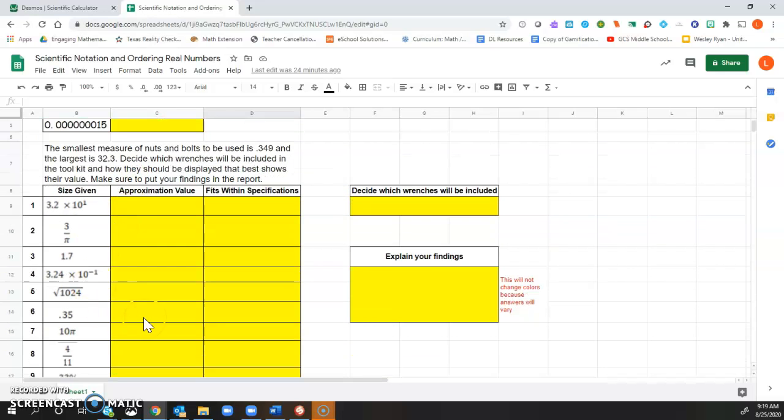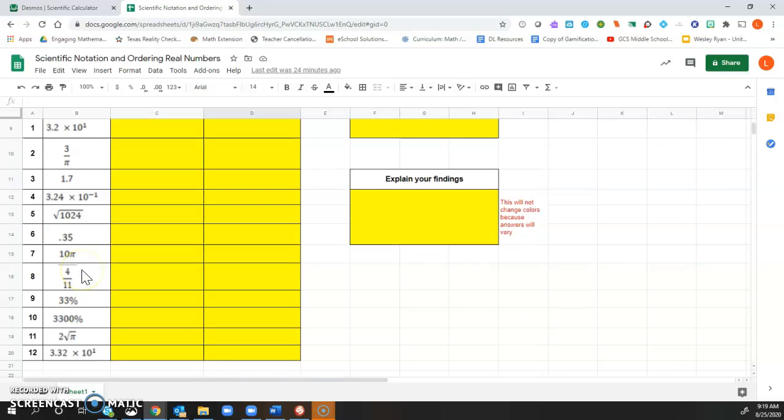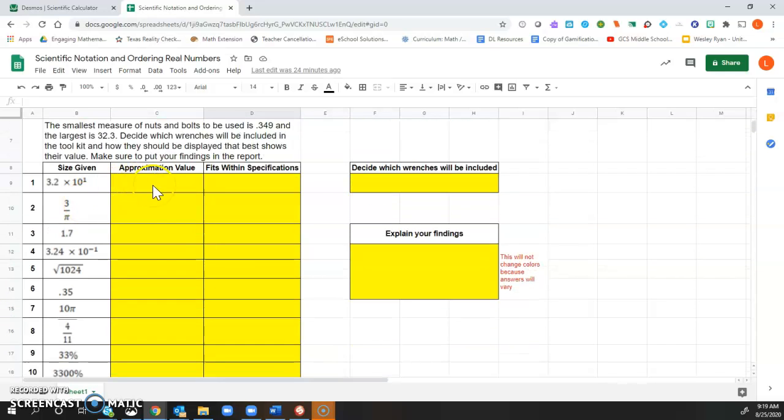Next, you're going to complete this table. So here you have a question. You are given all of these wrenches. You need to figure out the approximate value, rounded to the nearest tenth. And then you are going to tell me if it fits within the specifications of these two numbers. After you do that, you are then going to come over here and tell me which wrenches should be included, and you can do that just by using the numbers. So you don't have to type in 3.2 times 10 to the first power. You can just type in 1, 2, 3, or 4, 5, 6, 7, 8. Whichever ones are included, type that in here.